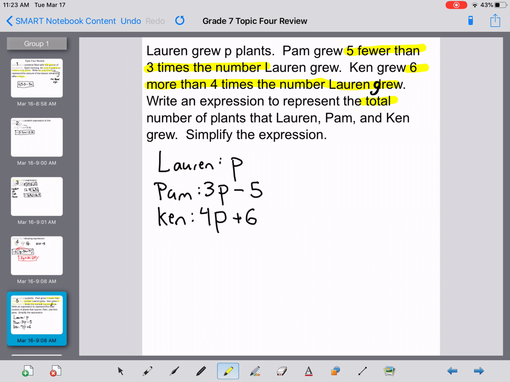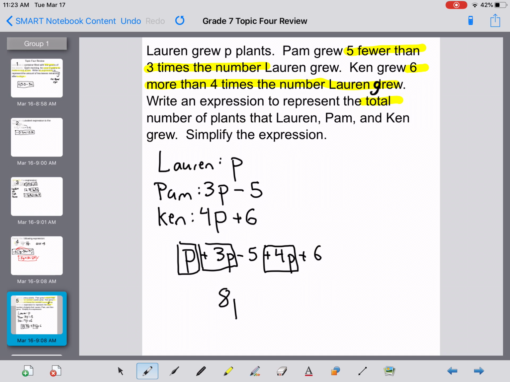Now the problem wants us to find the total. If I want the total, I'm going to add them all up. So I'm going to have p for Lauren plus Pam's 3p minus 5 plus Ken's 4p plus 6. And now I'm going to combine my like terms to simplify. I have a p, a plus 3p, and plus 4p. When I combine all of those, I end up with 8p. And I can cross those out to show that I used them.